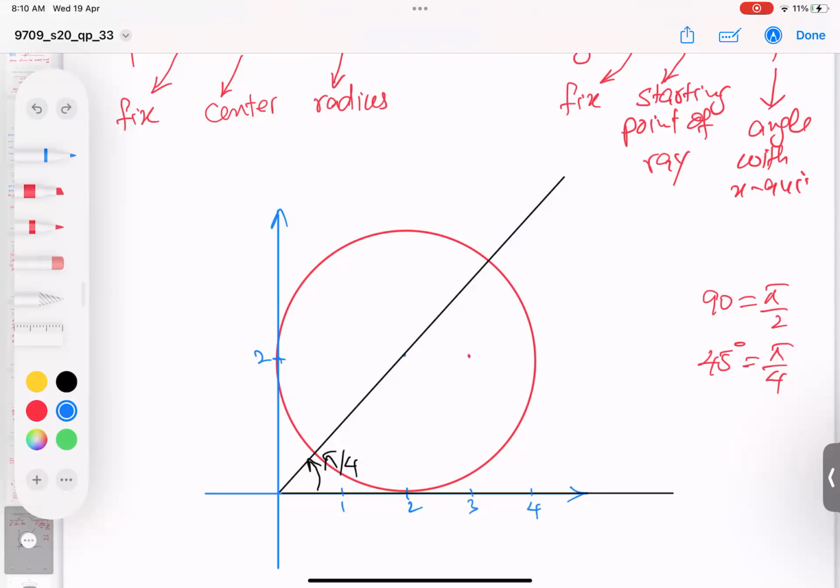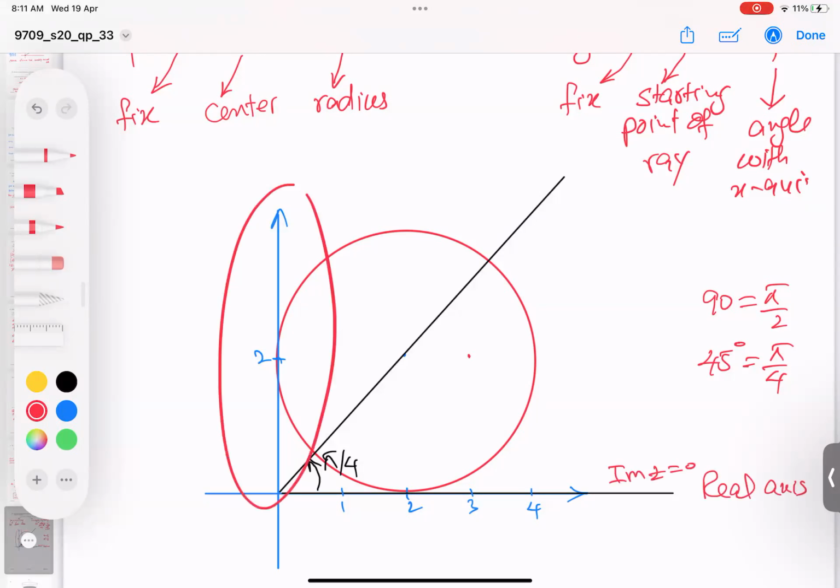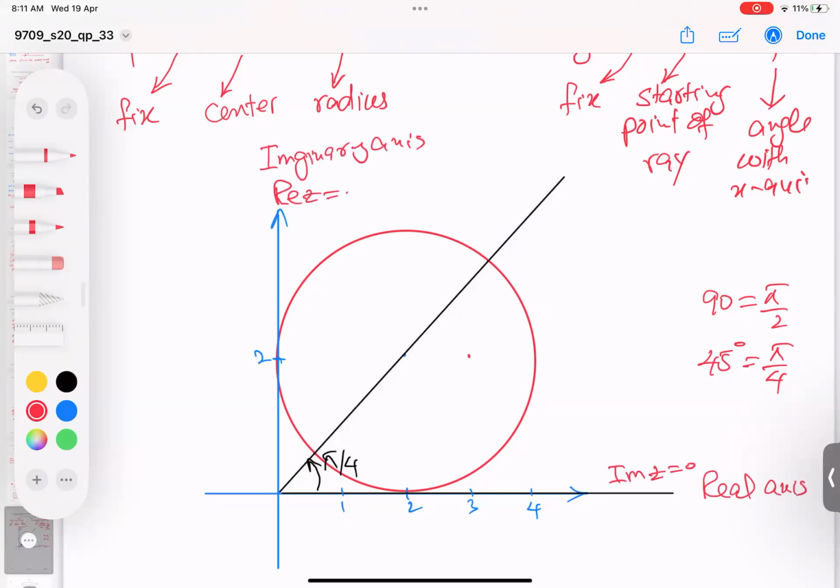And for your knowledge, I just tell you what is the equation of the x-axis. I mean the real axis. This is called the real axis. But its equation is Im z equals 0, where Im stands for imaginary. And what is this axis called? The imaginary axis. But what is its equation? Re z equal to 0.